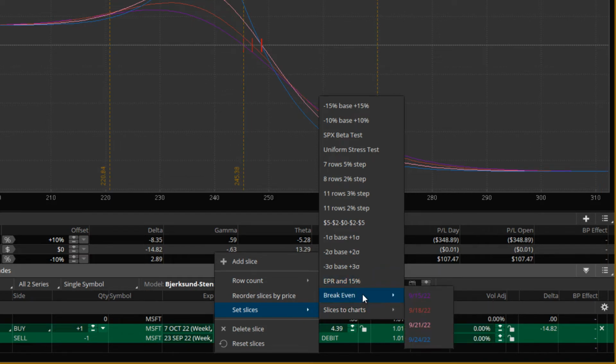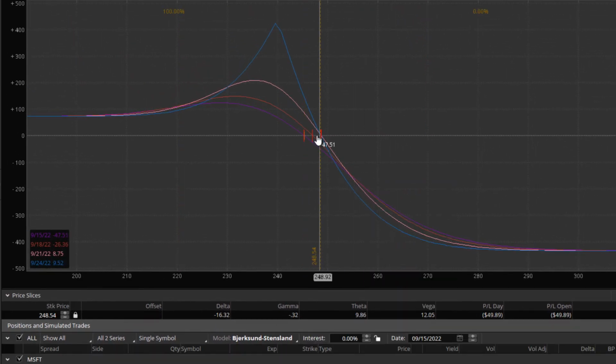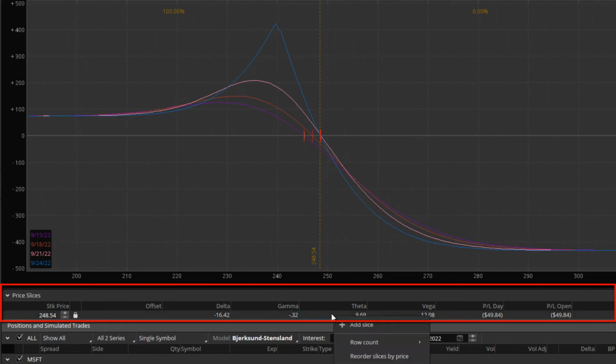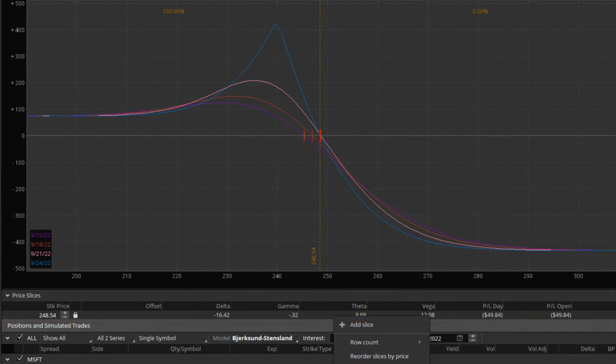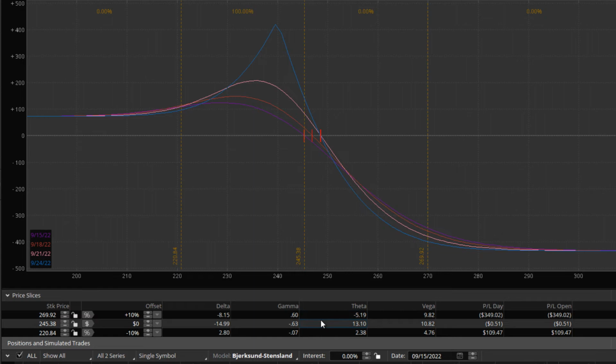Now we have break-even slices. I was kind of bummed because you can only do these one at a time. It'd be neat if I could select them all. But if you really want to quickly say, hey, what's my break-even 3 days before expiration? You click it, and it'll just give you that slice. But notice it got rid of all of our other slices. So it's kind of this all or none thing. So just come back here. I'm going to hit Reset Slices. Okay, so that's a great way to do this.